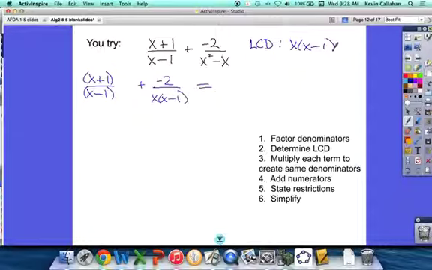So the second fraction already has that common denominator. What do you have to multiply the first fraction by so that it has the same denominator? x, right? So that these are the same, you need to multiply by x over x. So see if you can add the numerators now.